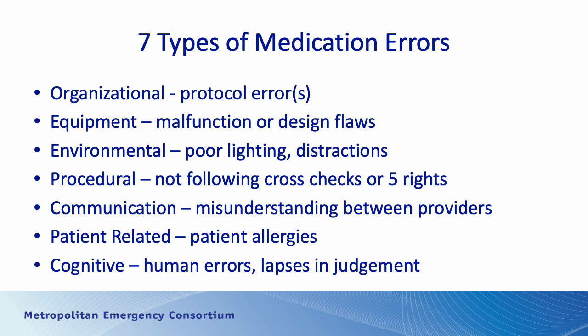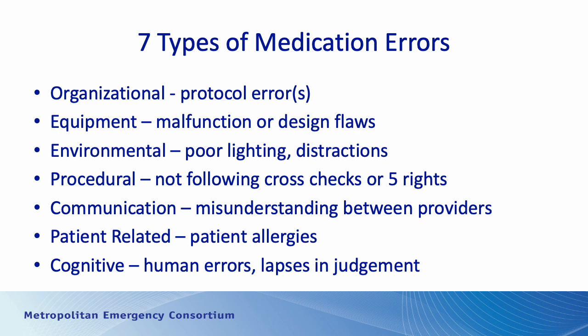There's the environmental cause of medication errors. This is one we are always fighting. We're in poor lighting conditions. We have distractions. We're in a high stress situation, and there are opportunities to make mistakes. If you can't read the vial well because there's poor lighting, that's an opportunity for an error. There are also procedural errors where we don't follow the cross-check procedure. We don't follow the 5 rights of safe medication administration. So sometimes, if we follow the process, we will be better off.